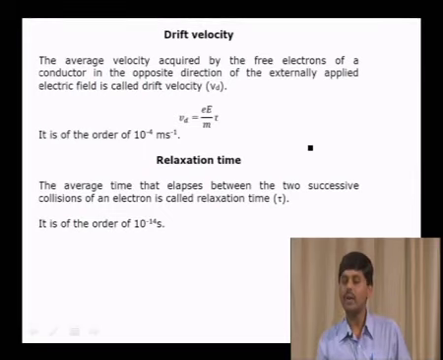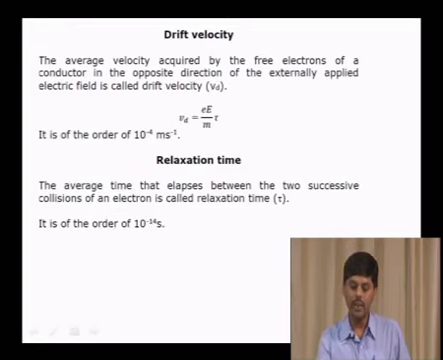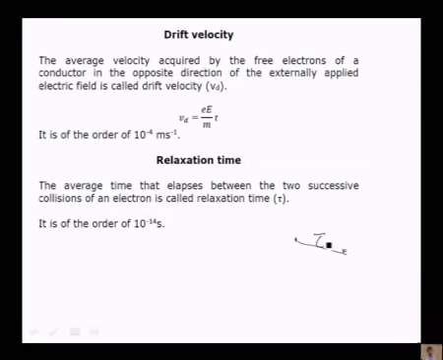Then, what is the relaxation time? The average time that elapses between two successive collisions of the electron is called the relaxation time. It means the time interval between one collision and the next is the relaxation time τ. It is of the order of 10 raised to minus 14 second.